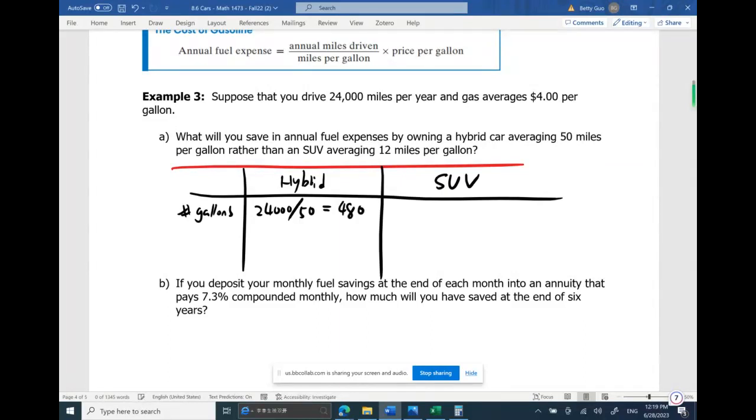480. So if you drive a hybrid for 1 year, you need 480 gallons of gas.